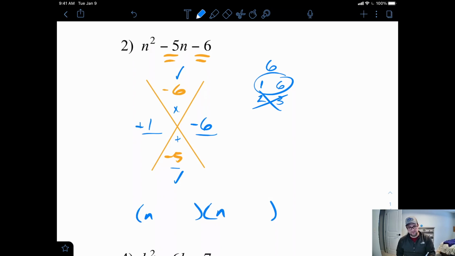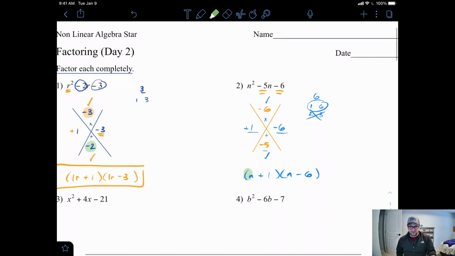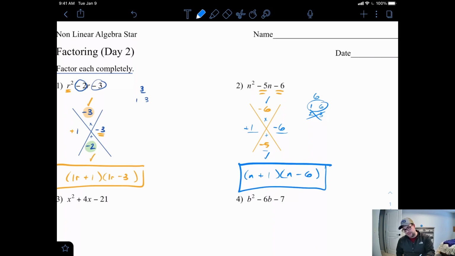Now we want to draw those parentheses, our n and our n. This is a positive 1, so I'm going to say plus 1. And this is a -6, so I'm going to say -6. Now if you notice, this time I didn't write the 1s in front. And here's the truth, you don't always need to. So if there's no spot on your answer key to put those 1s, don't worry about it. If there is a spot, make sure you put a 1 because there's only one n.